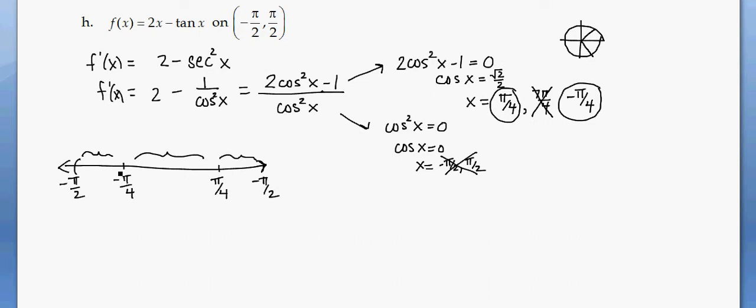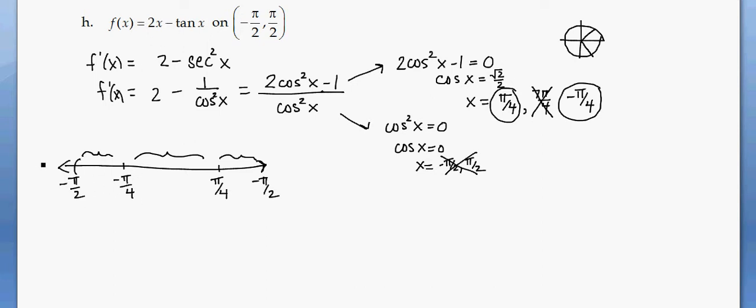But when I pick something to the left of negative pi over 4, I don't want to go so far away that I'm outside of the original domain. So I really need to pick something between negative pi halves and negative pi over 4. If you have a hard time with this because it's in terms of pi, go ahead and convert these to decimals and then pick a decimal in between here to actually evaluate your function.